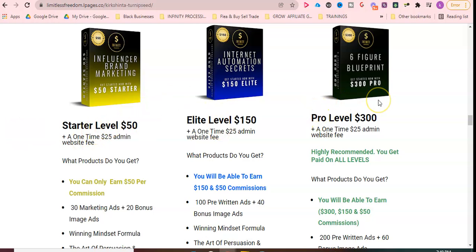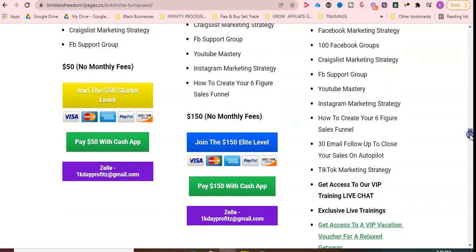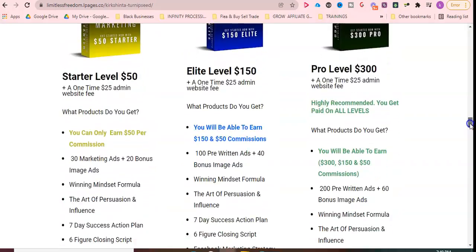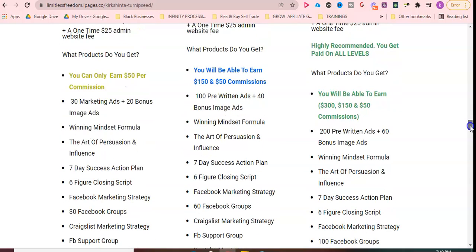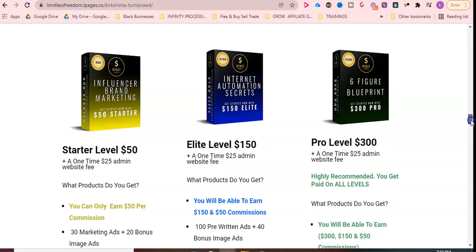So most people just come in at the pro level because you're going to get the most amount of training, and you're also going to have the ability to earn the 300, 150, and $50 commissions. Okay. So that's the compensation plan in a nutshell. It's very straightforward. Okay. And you could scroll through and see all the training that you get based on the 2 different packages and things like that. And again, remember, the packages really include teaching you what you need to know to be successful with organic marketing on social media. Okay. So that's the compensation plan.